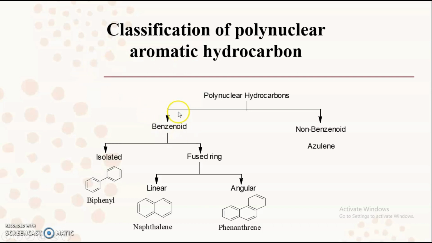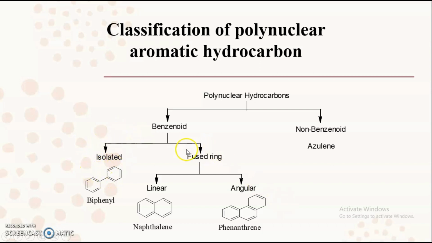Further, benzenoids are classified into two classes. One is isolated and the other one is the fused ring. Isolated means what? As here we have seen that polynuclear means there is a presence of more than one ring. If only one ring is there, then we can't say that it is a polynuclear hydrocarbon. So here in this case, these two rings that are present, they are not connected to each other. They are separated from each other with the help of this bond. That's why they are known as the isolated compounds.